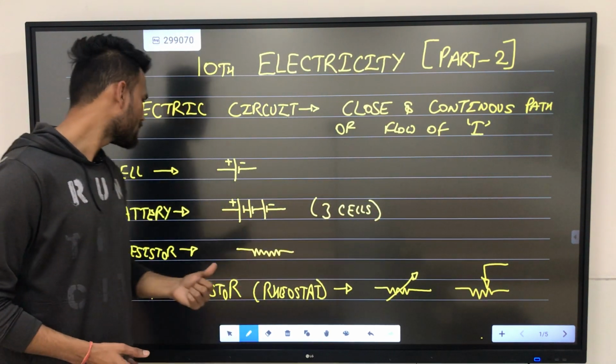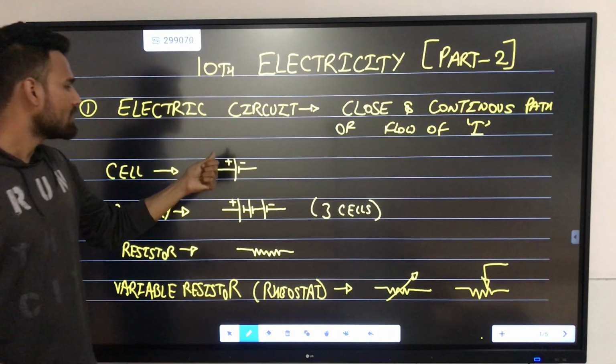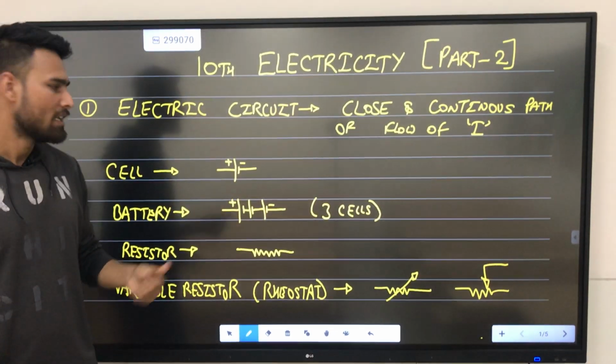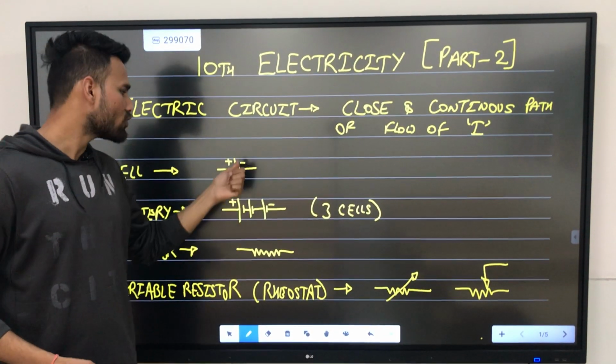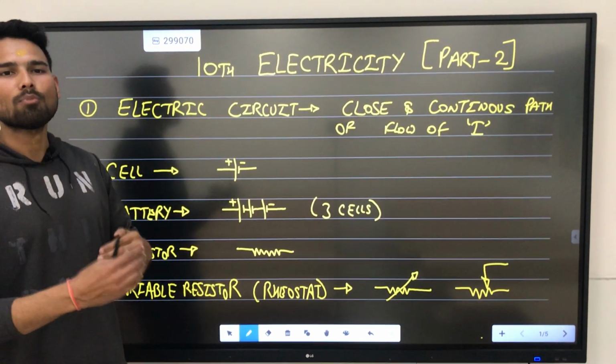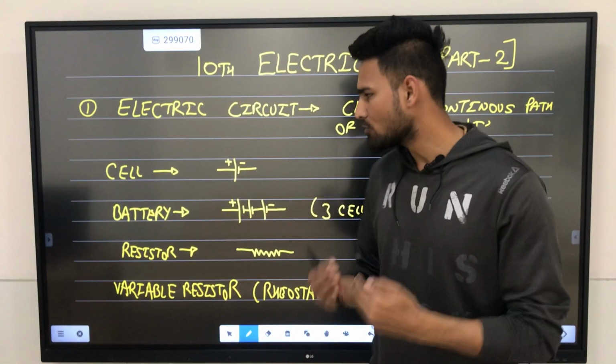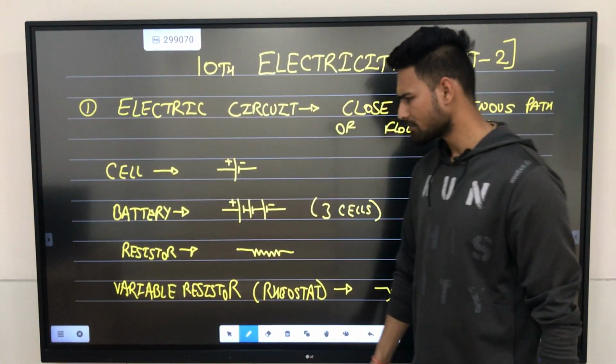What are those components? So cell. The cell has two terminals, the positive and the negative. The longer terminal is the positive terminal and the shorter terminal is the negative terminal. A battery is composed of cells. Two or more cells constitute a battery.